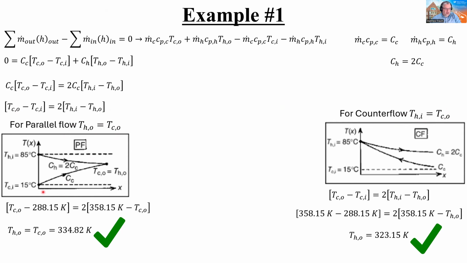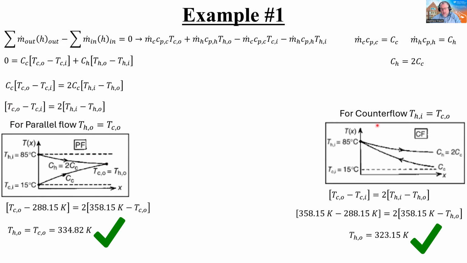So this is what it looks like, right? The cold stream gets hotter and hotter and hotter. The hot stream gets colder and colder and colder. They meet at some infinite distance away. And that allows me to say, okay, I'm going to take this guy and plug in this guy, which is here. And now I have one equation, one unknown, and I can solve for it and I get 334.82 Kelvin for parallel flow.